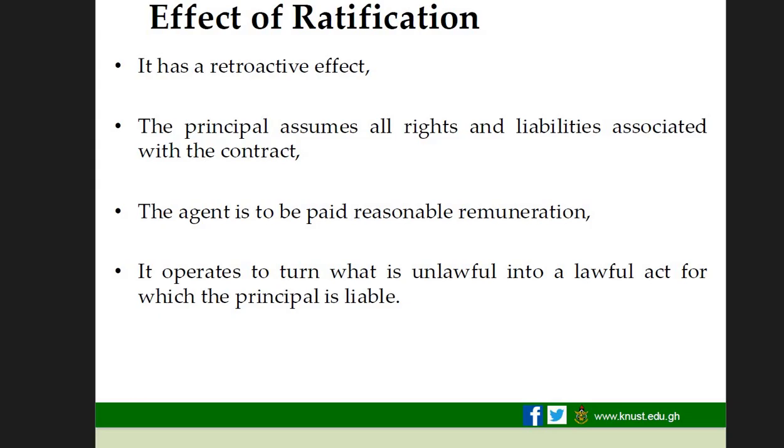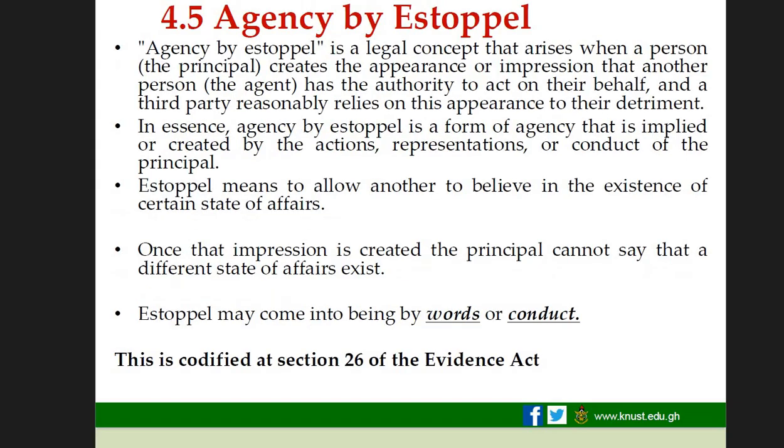What it means is that even though the agent originally had no authority, ratification makes it seem as if they had authority from the principal, because the agent signs the contract and then the principal just ratifies it, that is, approves it. So it will seem as if whatever the agent did was on behalf of the principal. I hope you get that. So let's move on.